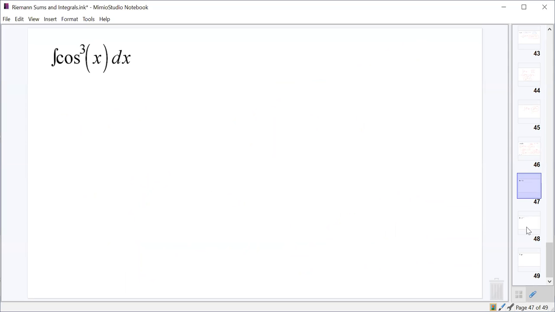Cosine cubed x dx. How are we going to deal with this one? Any thoughts? You can split it up into cosine squared times cosine. All right, cosine x times cosine squared x. What good does that do me? Power reducing formula. We could do the power reducing formula, but I don't want to do that today. I want to do something easier than that.